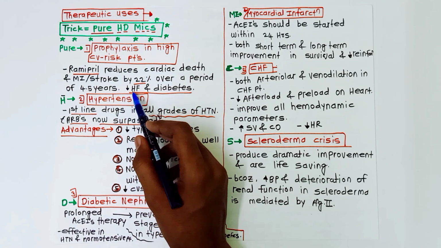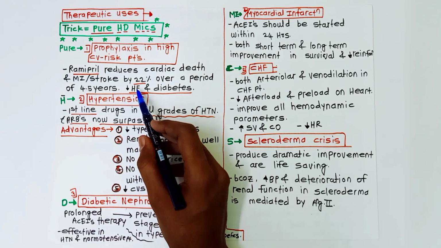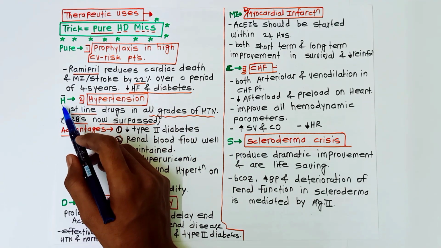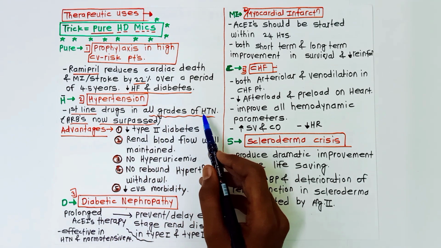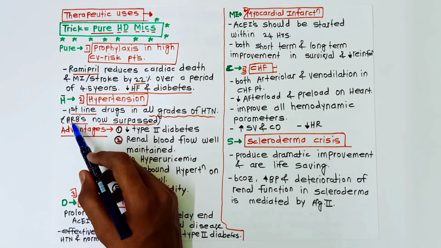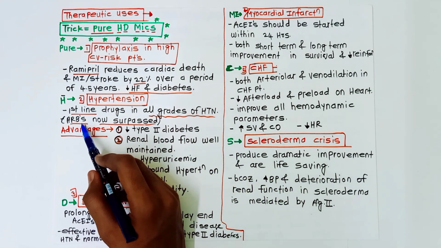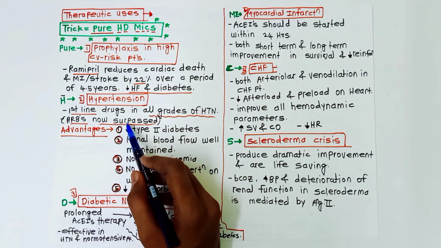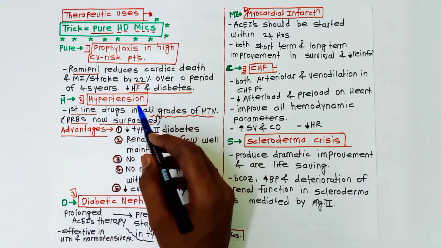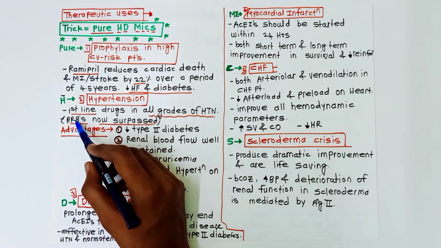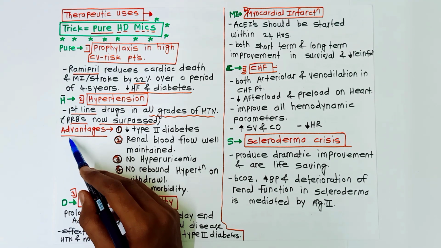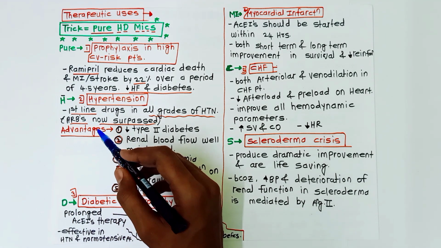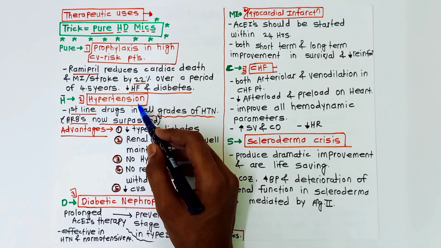Okay, and there is decrease in heart failure and diabetes. HF means heart failure. The next is H for hypertension. ACE inhibitors are first line drugs in all grades of hypertension. Nowadays, ARBs, that is angiotensin receptor blockers, have surpassed the use of ACE inhibitors in case of hypertension. Okay, I have covered this topic in a separate video. ARBs, angiotensin receptor blockers.